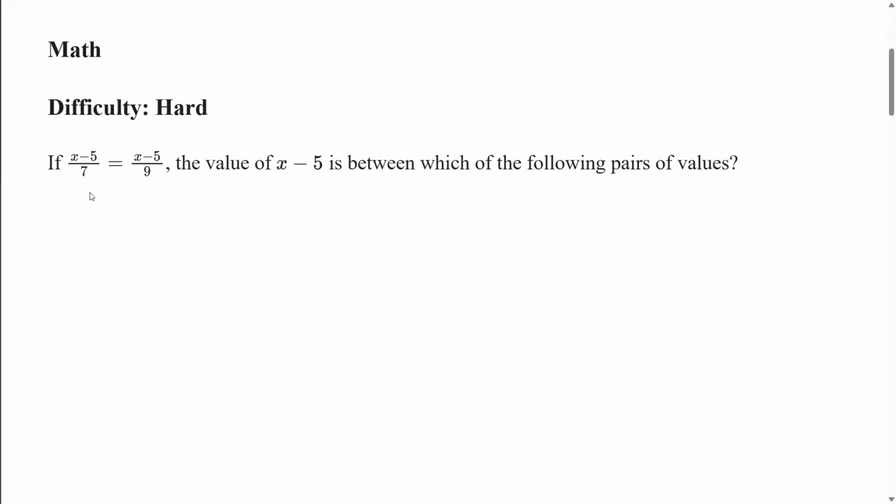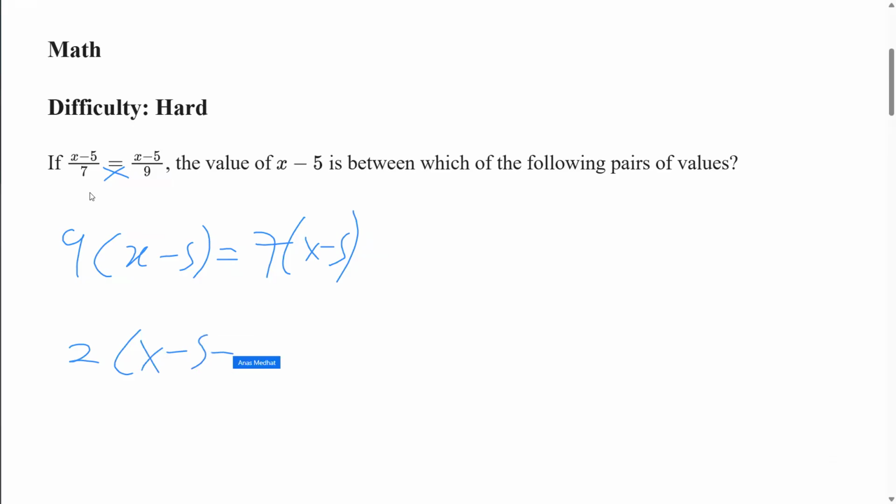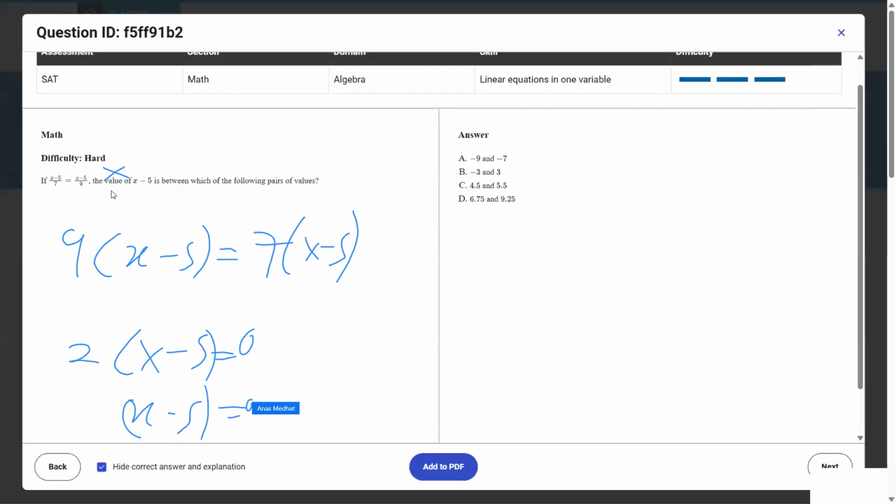The value of x minus 5 is between which of the following pairs? We'll multiply, we'll crisscross. Value x minus 5 equals 10 x minus 5. This will be 2 x minus 5 equals 0. X minus 5 will equal to 0, which means it is between -3 and 3. Is it 0? B is. So the answer is B.